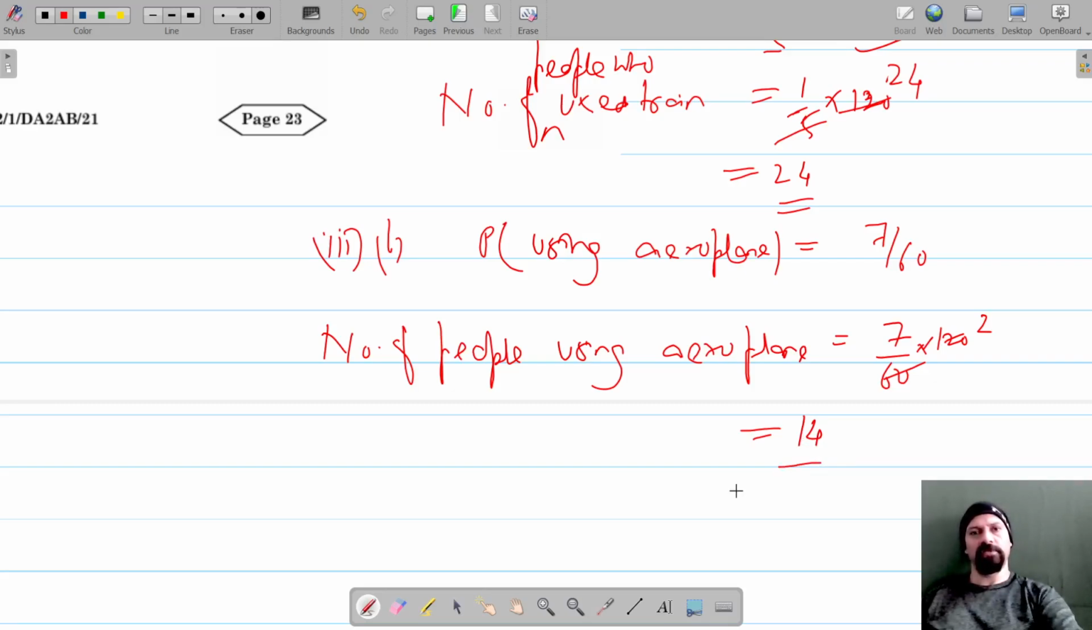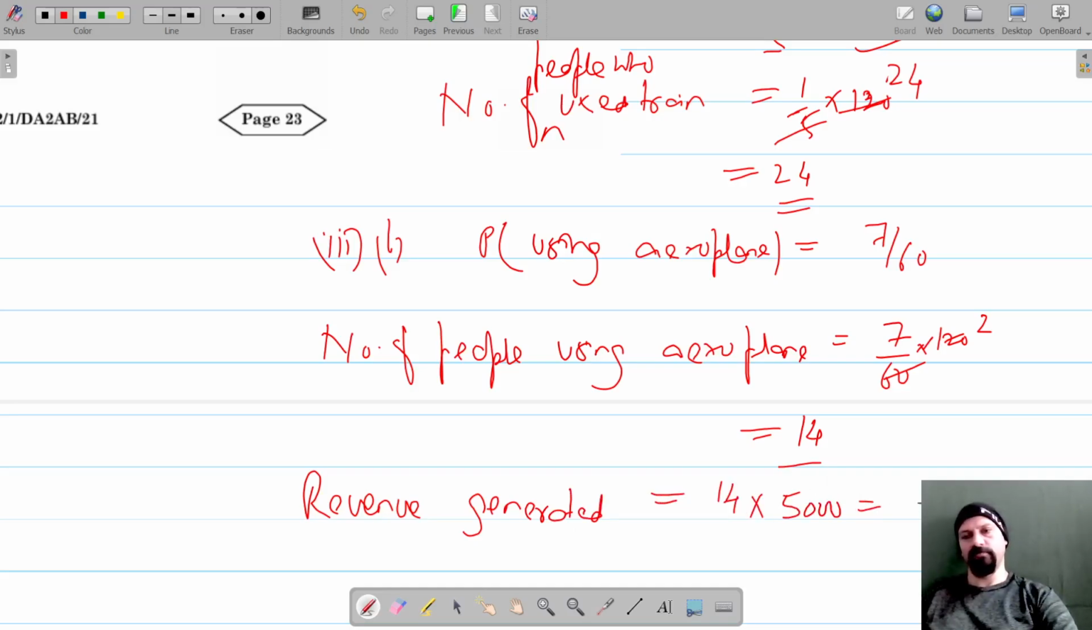We have to find the revenue generated by this airplane or the air company, and the fare is rupees 5,000 per person. So we have to calculate the revenue generated. It has to be multiplied with the number of people using airplane, which is 14, and multiplied with 5,000. So 14 into 5 is 70. So this is 70,000 rupees, the revenue generated by the air company for the people who are using the aeroplane. And this finishes this set of question paper.